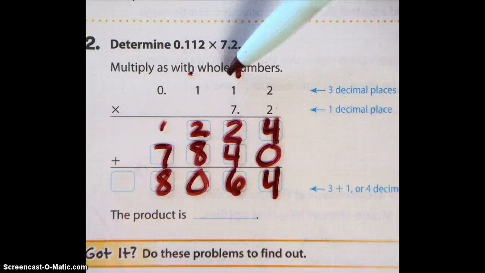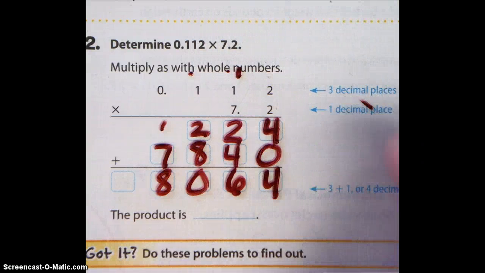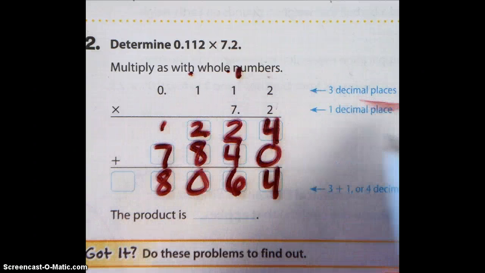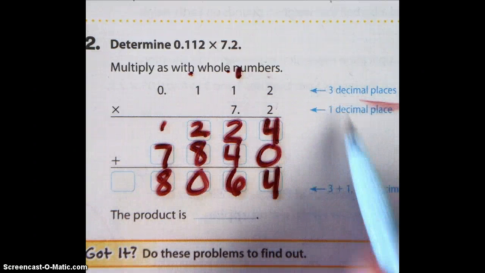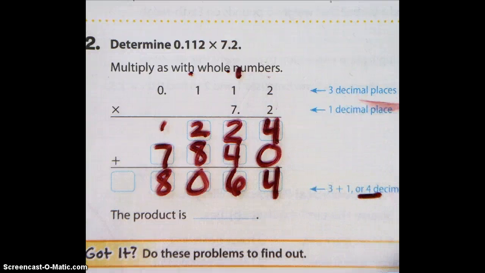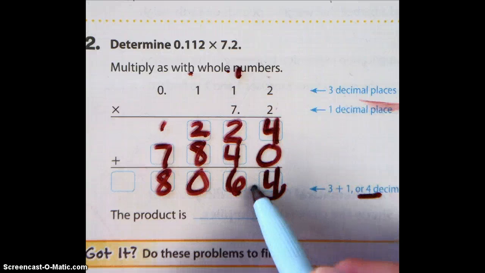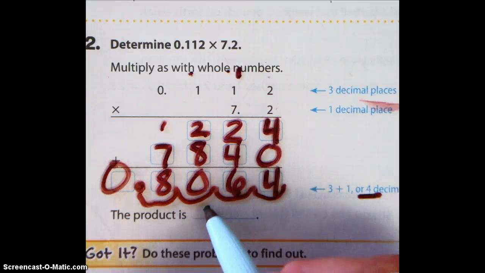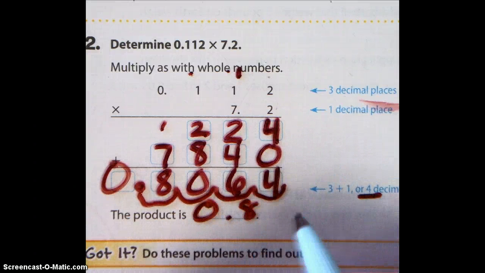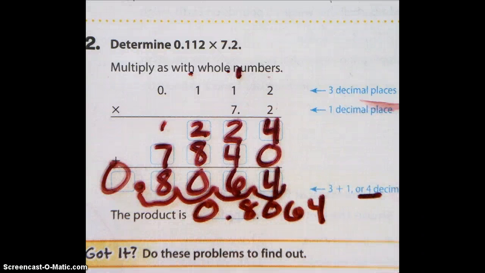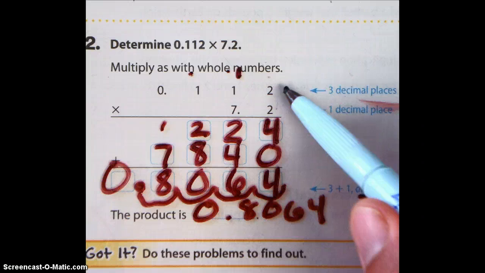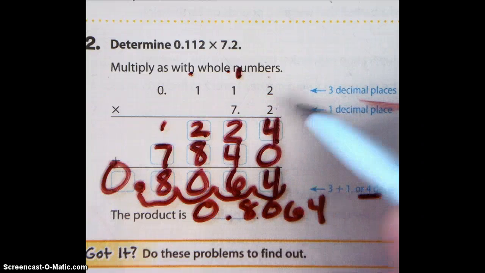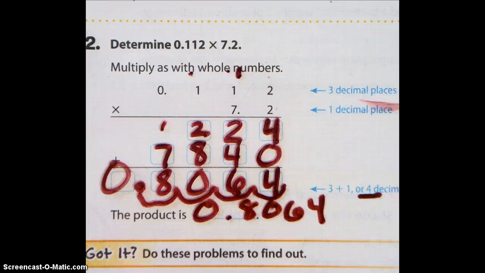But we're not done because we have to pay attention to our decimal places. We have 1, 2, 3 numbers behind the decimal place in the first number and 1 decimal place behind the second number, for a total of 4 decimal places. So we would count 1, 2, 3, 4, put a 0 there for good math grammar, and we are at 8,064 10,000ths. That is the product of 112 thousandths times 7 and 2/10. Got it? Do these problems in the Got It, answer them over here, and see how you're doing.